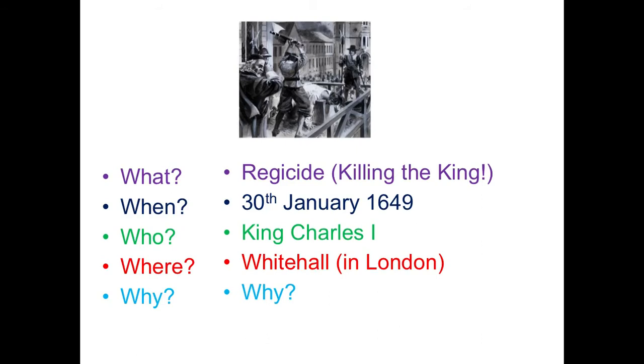He is the son of James I, who we've looked at already with the gunpowder plot. So that king's son. Where? It's Whitehall, that's like the Houses of Parliament basically. You might recognise some of the buildings. And why? Why is a huge answer, which is what we're going to investigate in the next couple of lessons.